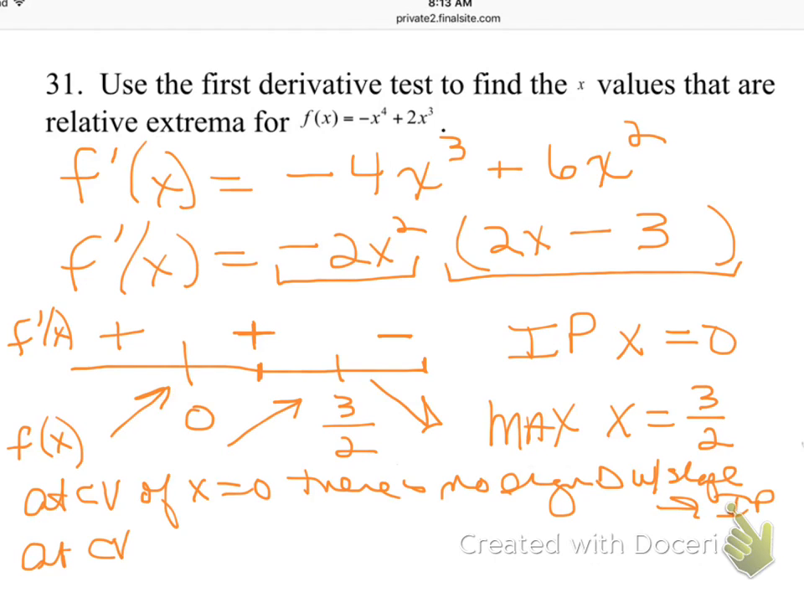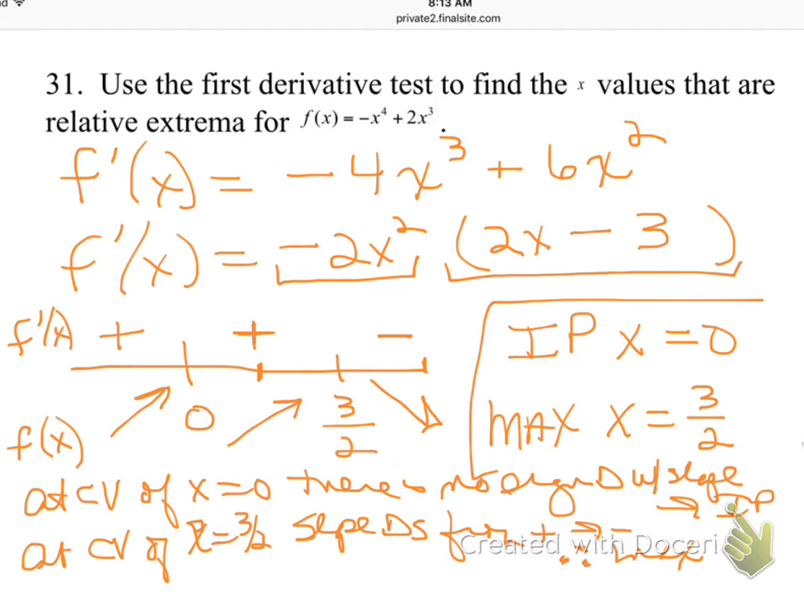Then I would say at a critical value of x equals 3/2, slope changes from positive to negative, and so therefore, you have a max. Alright, so here is my answer. They only want the x values. One's an inflection point because there's no sign change, and the other one is a max because the sign of the slope changes from positive to negative.